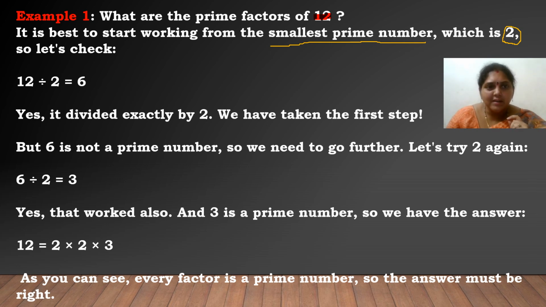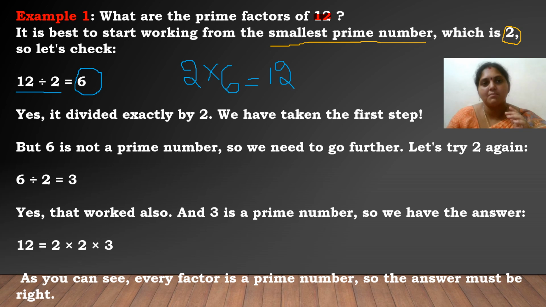So, when we divide 12 by 2, what will be our answer? Yes, in the 2 table we can identify 12 how many times? 6 times. 2 6s are 12. So, when 12 is divided by 2, we get the answer 6. But is 6 a prime number? No, because 6 does not have 2 factors. It has more factors. That's why we have to repeat the prime factorization method.